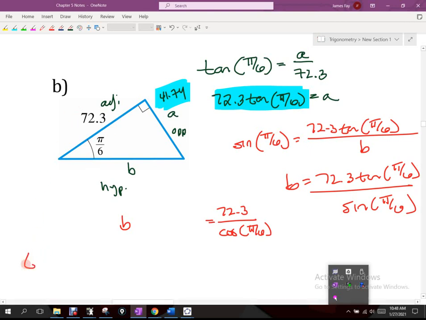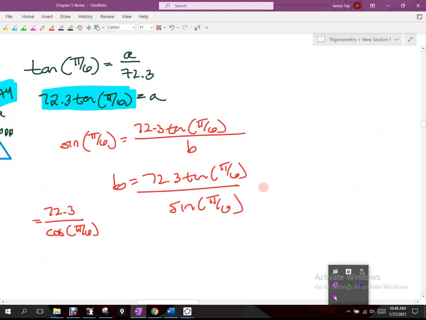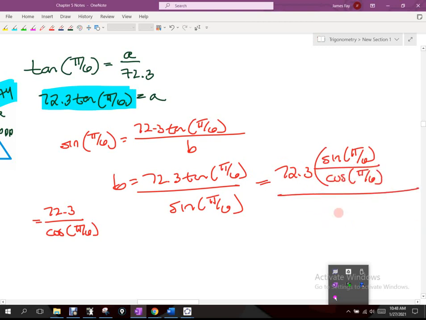Tangent is the same thing as what? Tangent theta, you guys remember what that's the division of? Remember, it's sine divided by cosine. Would you guys agree then that this thing here, 72.3 tangent, I can rewrite as sine of pi over 6 divided by cosine of pi over 6? You guys agree with that? Divided by sine of pi over 6 then, right? How do I divide a fraction by a fraction?